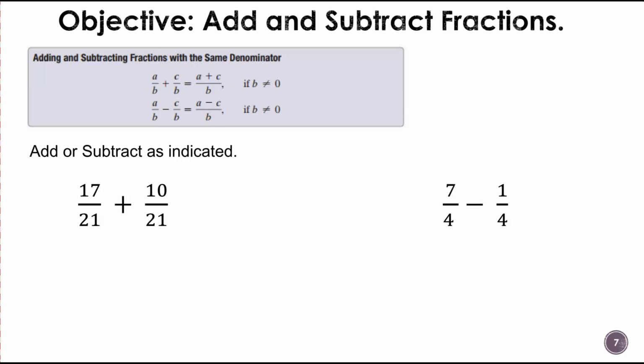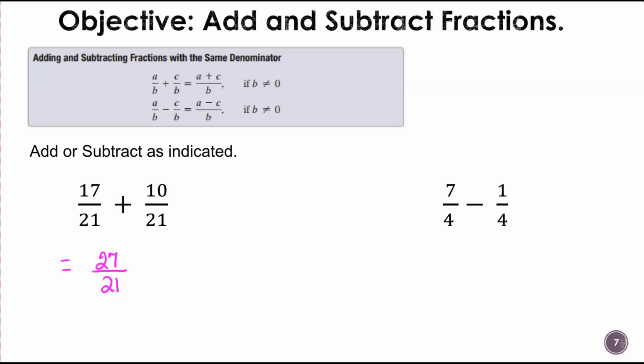Alright, in this video we're going to add and subtract fractions. If you take a look at these first two, they already have the same denominator, and when we have the same denominator we simply combine the numerators. In this case we're adding. So we take 17 plus 10, which is going to be 27. And then the denominator stays the same.